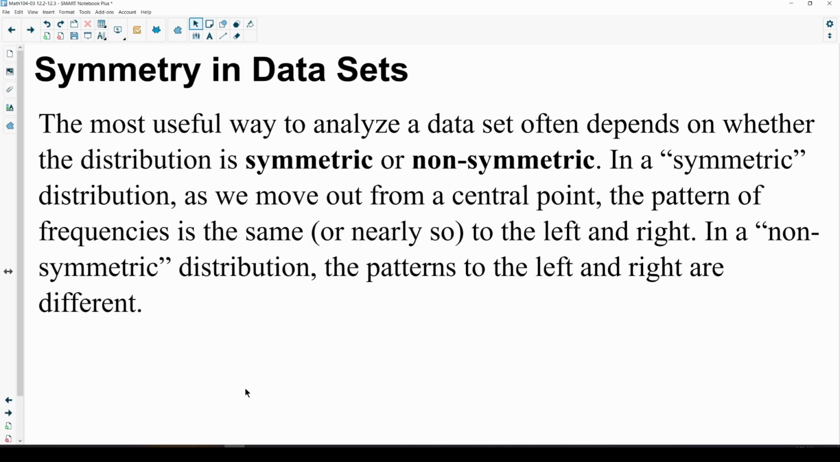So when we talk about data, there are lots of different types of data sets, and two classifications we use are symmetric and non-symmetric. All right. So in a symmetric distribution, as we move out from a central point, the pattern of frequencies is the same to the left and to the right, roughly speaking. It should be fairly close.